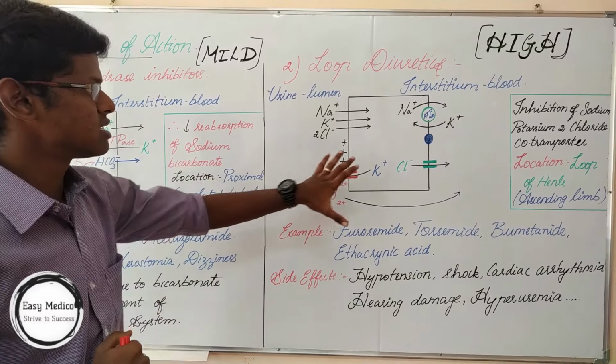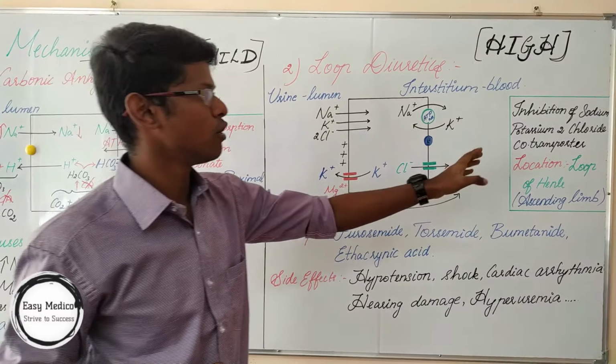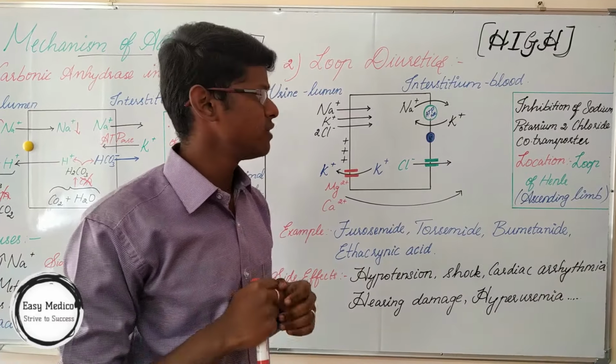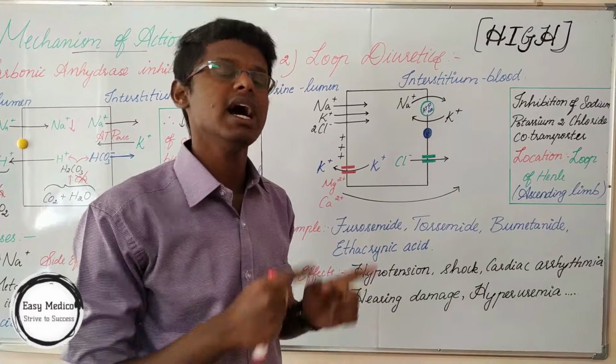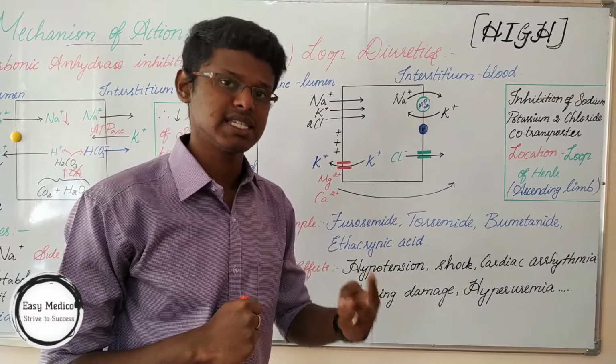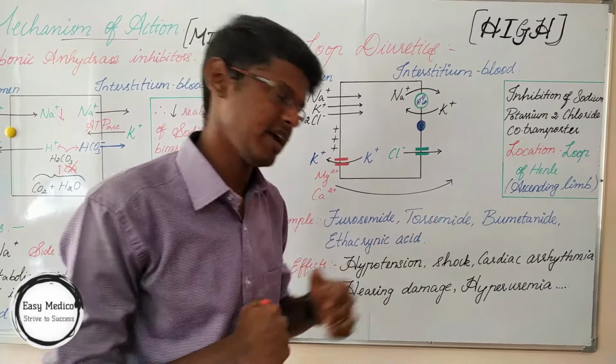Now, in the same way, this is the epithelial cell. The main function of this is the inhibition of the sodium potassium 2 chloride co-transporter. The location of it is the loop of Henle, mainly the ascending limb of the loop of Henle. As we know, there are two limbs, ascending and descending. Over here, the action occurs mainly in the ascending limb of the loop of Henle.